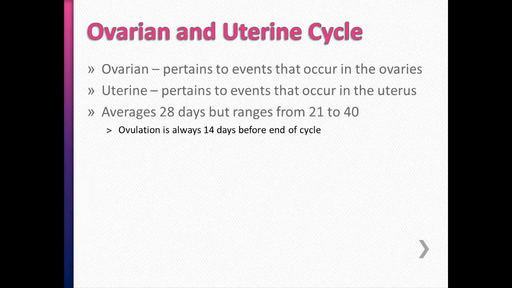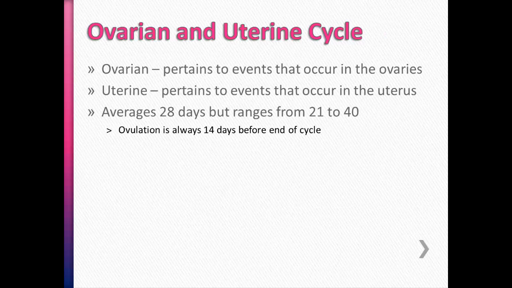Now we're ready to look at the ovarian and uterine cycles. The ovarian cycle, of course, refers to what's going on in the ovaries, whereas the uterine cycle refers to what's going on with the uterus. On average, the ovarian and uterine cycles are timed together. They last about 28 days, but can range all the way from 21 to 40 days.